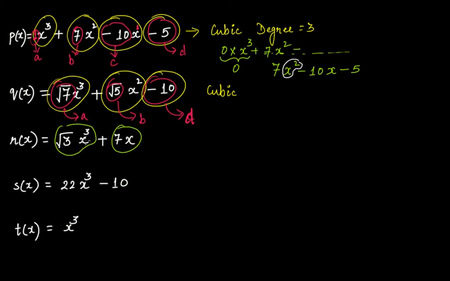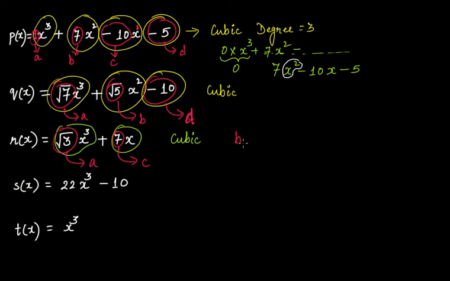Square root of 3x cubed and 7x. It's a cubic polynomial, because this is x cubed. The highest exponent is 3 in these two terms. Now this is a, and if you compare with the general form, this is actually c.